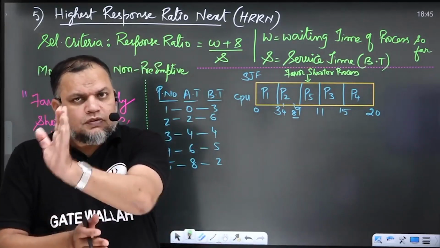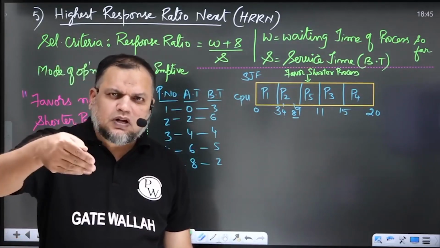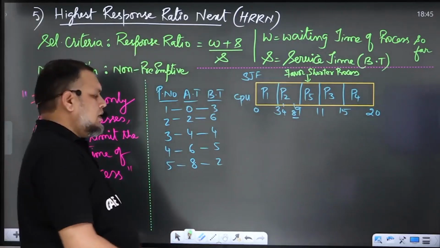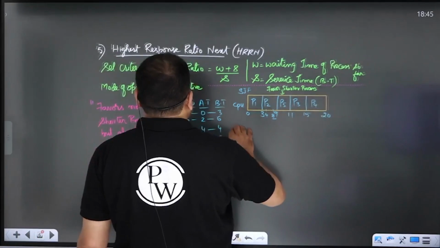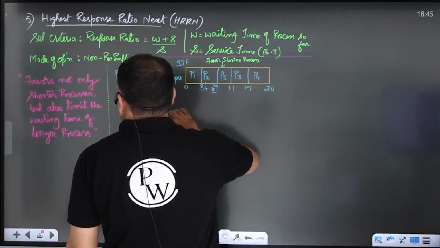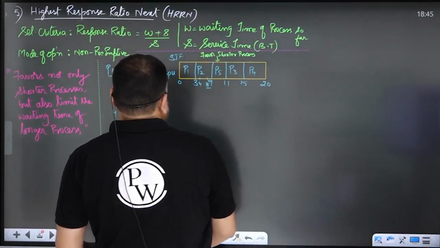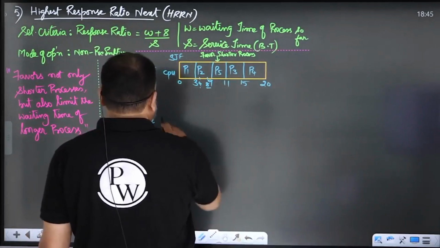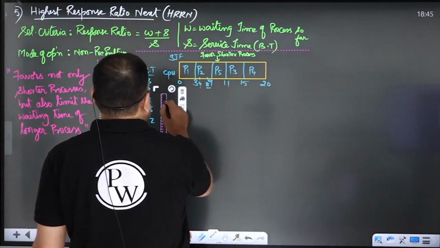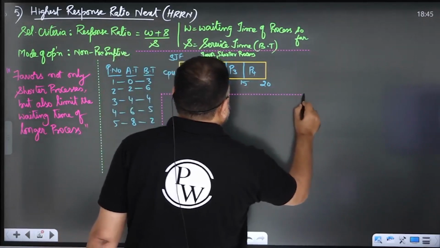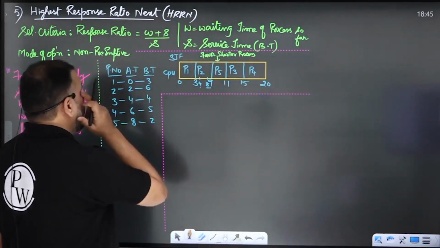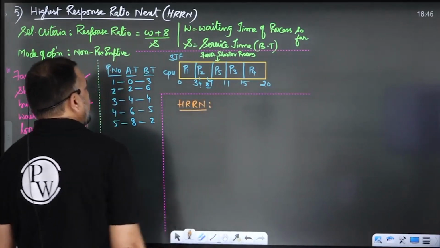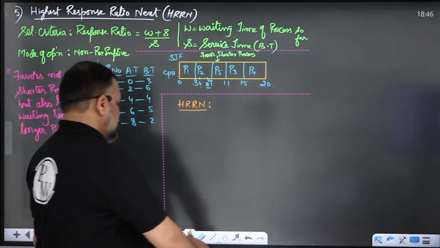How shortest job first is favoring the shorter process which has arrived just now, causing a long wait to the longer process. So I don't want that. So how is HRRN going to do that? Kindly see. I'll slightly squeeze this so that I can prepare the chart for HRRN. Be on board. Let's prepare the Gantt chart now for HRRN.